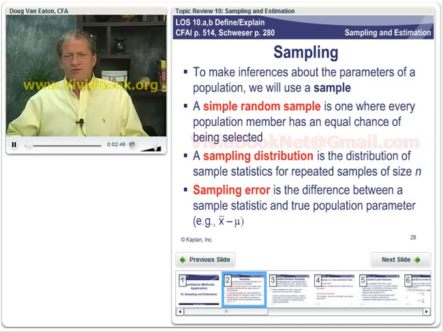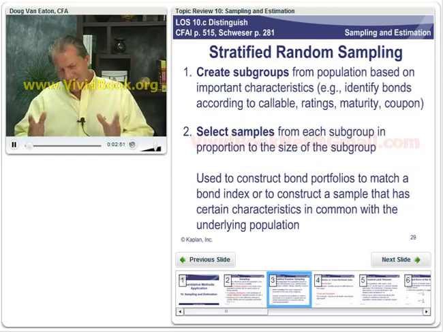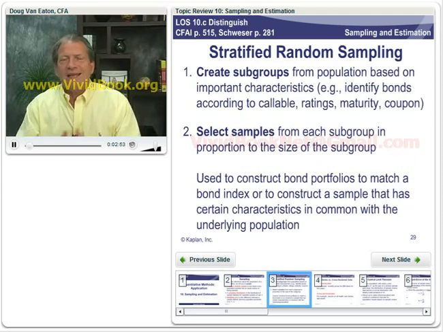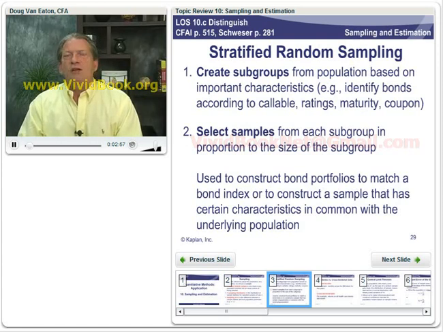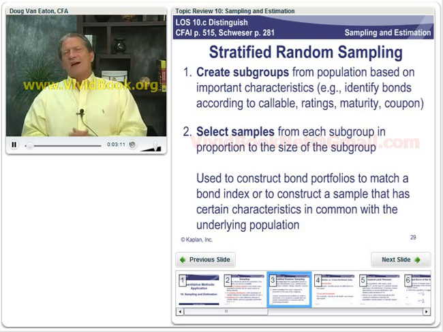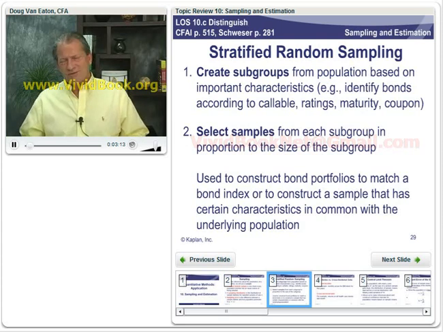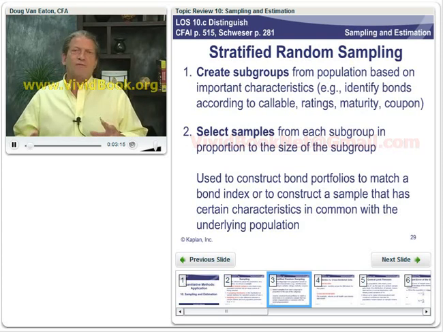Now, what is stratified random sampling? We said in simple random sampling, every outcome has an equally likely chance of being chosen. Well, stratified random sampling, and it helps to know how we use this in finance. We use this sometimes to match a bond index. A bond index has a lot of different bonds in it, and some of them don't trade very often. The pricing is stale, they're not liquid.